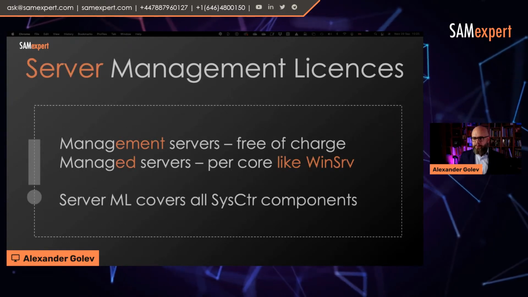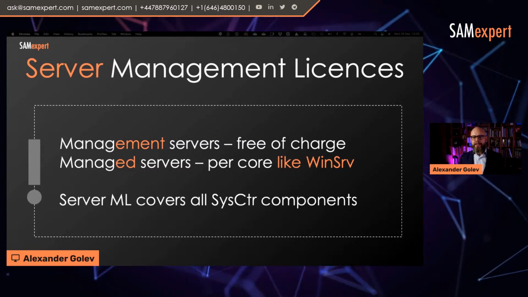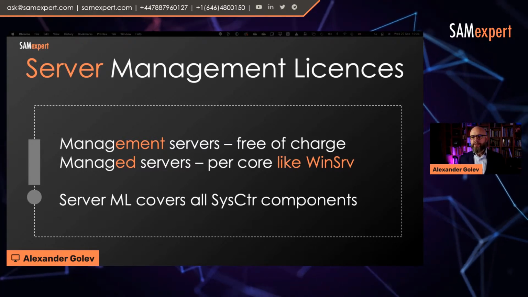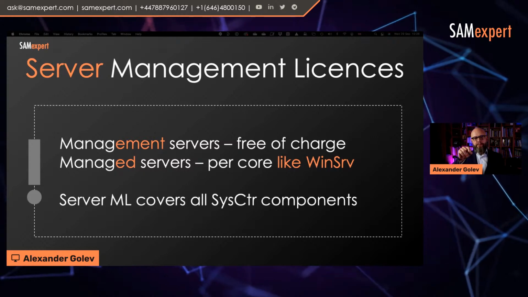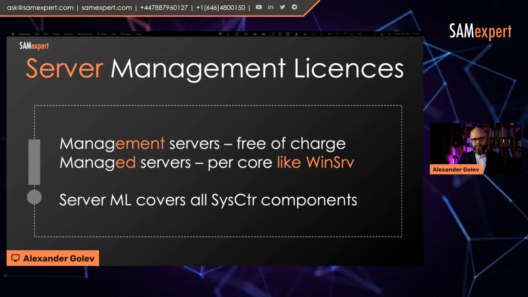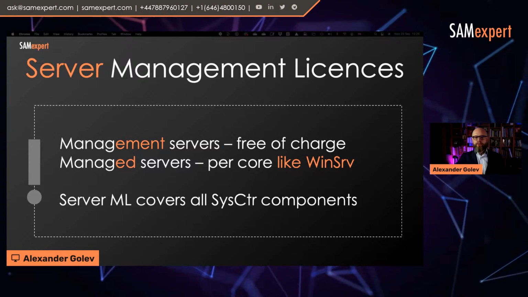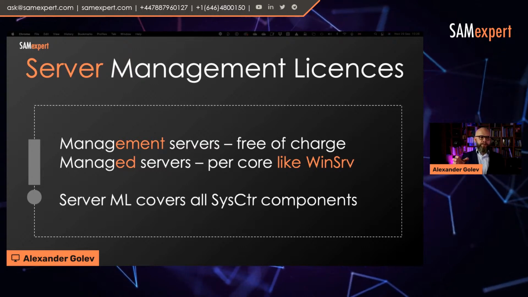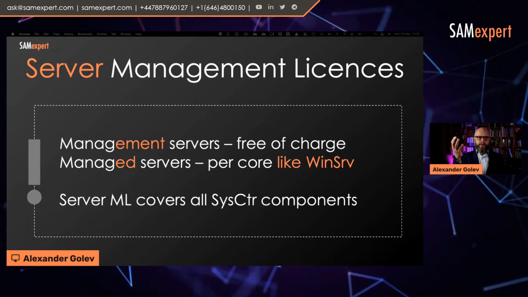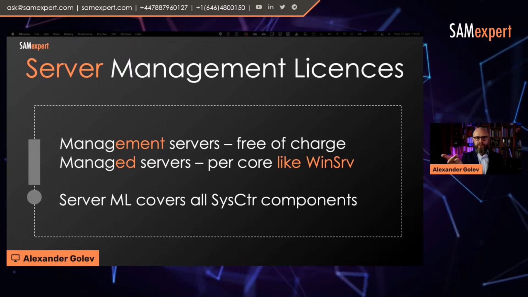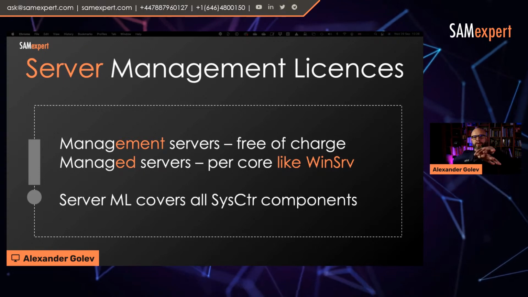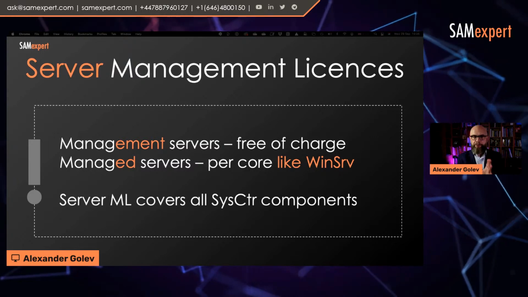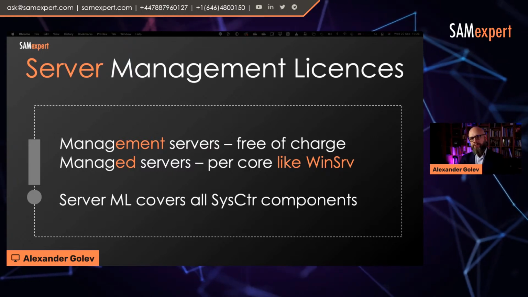So just to remind you that management services are free of charge. Managed service, license per core, exactly like Windows Server. Absolutely, just the same thing. And then the server management license, when the server is properly licensed with management licenses, covers almost all, 99% of System Center components on that server. So say you manage the same operating system with Configuration Manager, Operations Manager, Data Protection Manager. It's all covered under one umbrella of a server management license. Any components. There's no breakdown. So a very simplified way of managing servers.